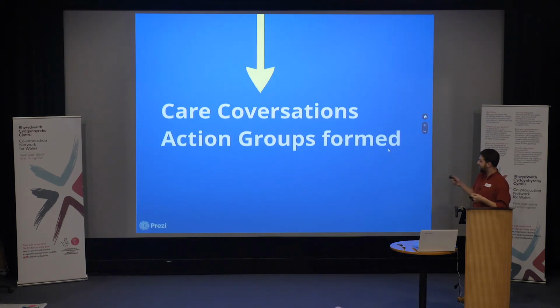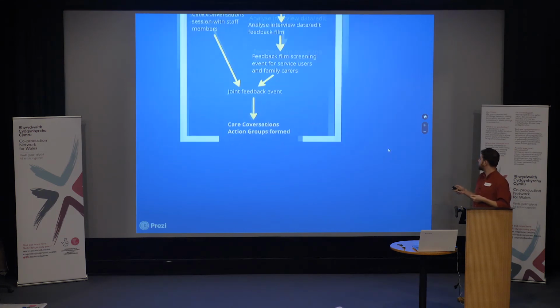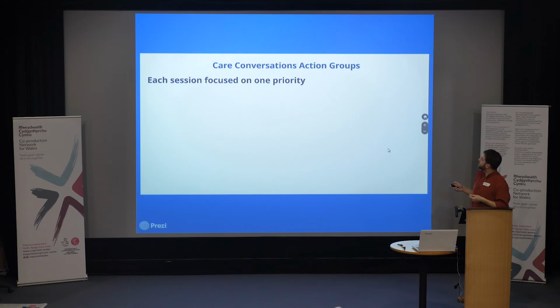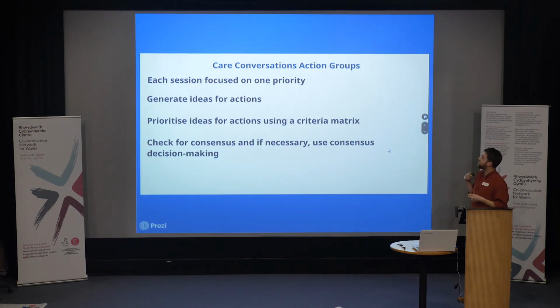And then with the action groups taking those 3 forward, each session is focused on one of the priorities. And generally what happens in a session, we look at the ideas that were in the manifesto, and then I work with them to come up with additional ideas for actions that could be taken. We sort and prioritize those ideas using a criteria matrix.